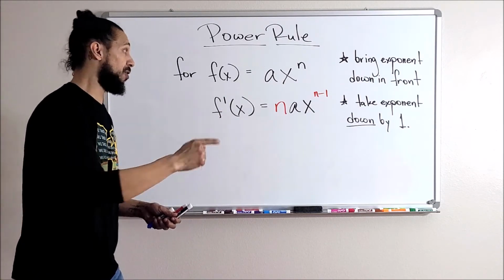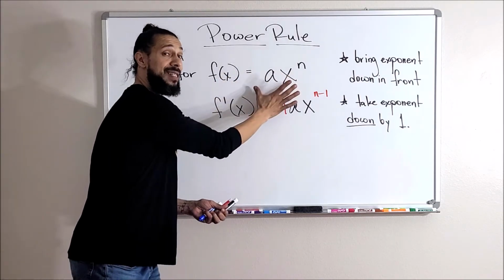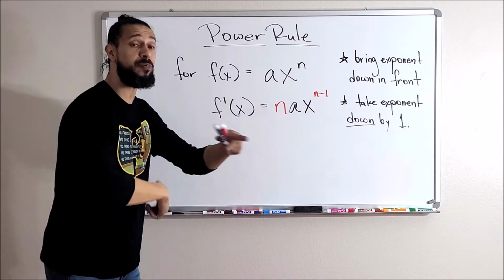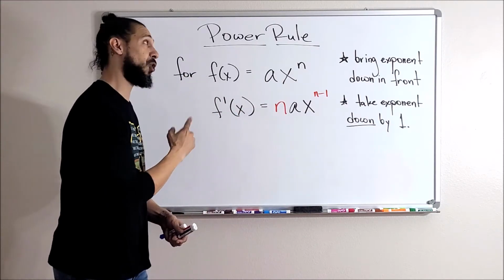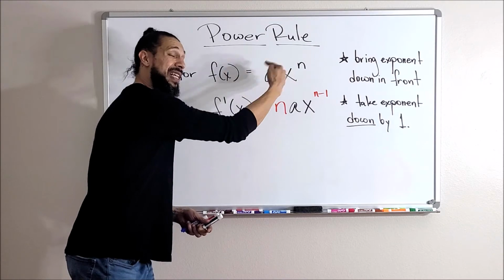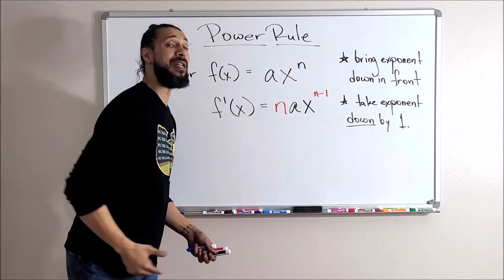So two things happen in the power rule. When your function looks like this, to take a derivative, the derivative process for this type of function is called the power rule. We bring the exponent down in front and then take the exponent down by 1.